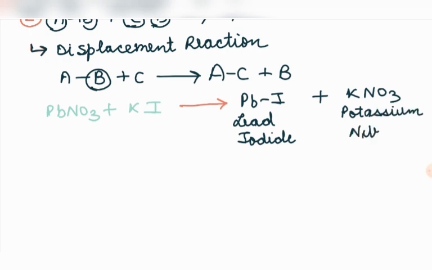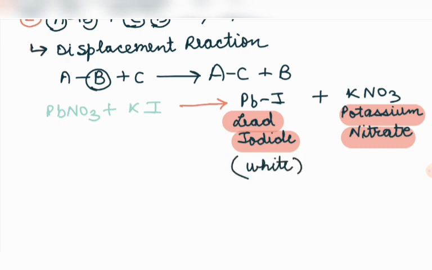Now this is very important from the examination point of view. They might ask you the mechanism also. They might ask you what are the products formed. So we have lead iodide and we have potassium nitrate. Now you see, my dear, one thing very carefully, that this lead iodide formed is of white color.